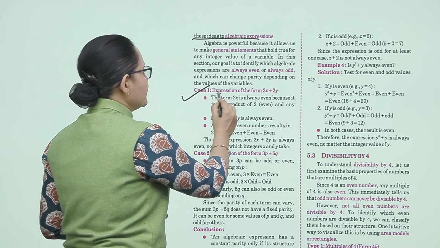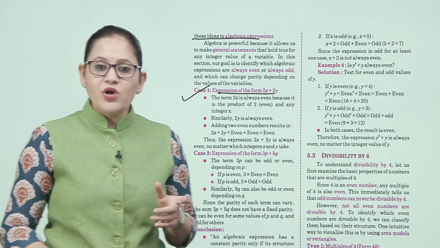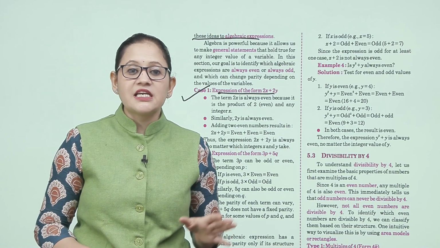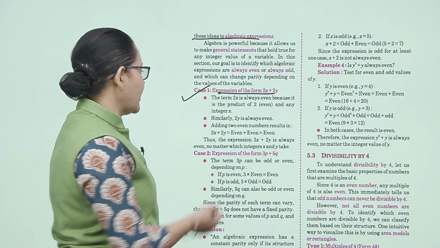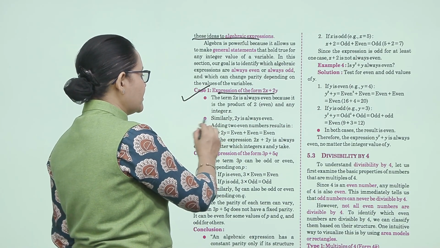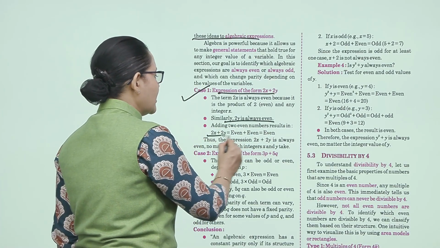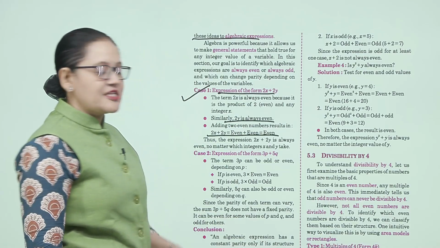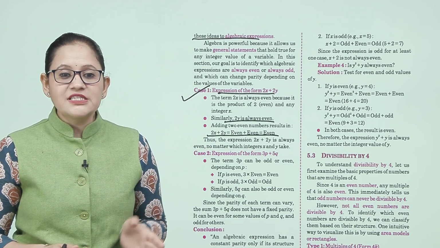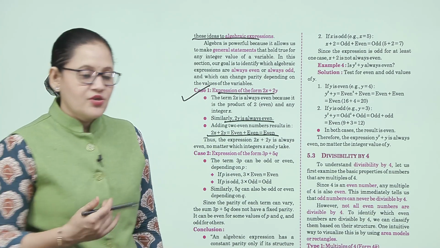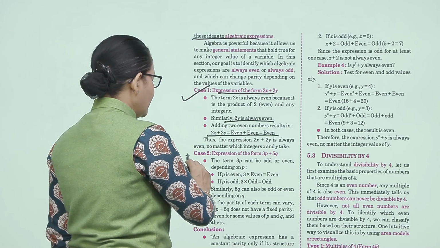Case 1, expression of the form 2x plus 2y. The term 2x is always even because it is the product of 2 and any integer x. So, it will always be an even number. Similarly, 2y is always even. Adding 2 even numbers, the result will be an even number. Thus, the expression 2x plus 2y is always even no matter which integers x and y take. So, whatever the value of the variable, it will always be an even number.